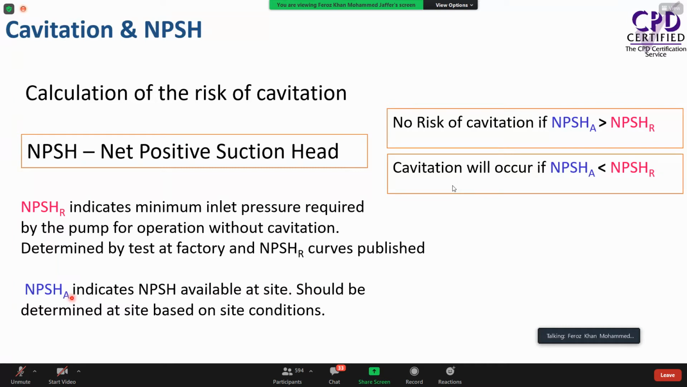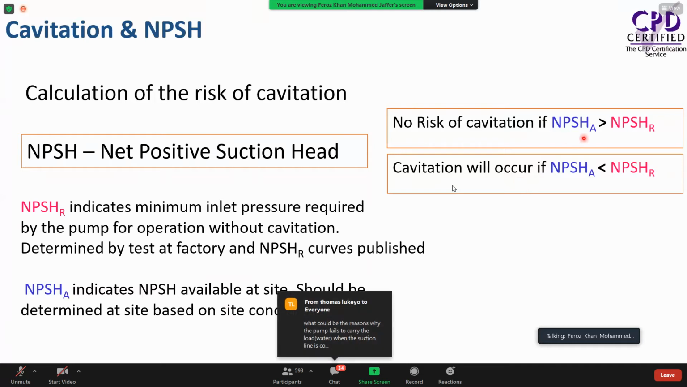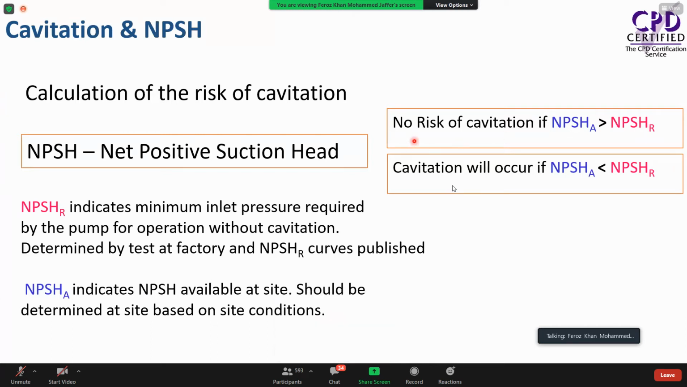When NPSHA, what is available at site, is more than what is required by the pump, which means we are feeding more to the pump, then we eliminate the risk of cavitation. On the other hand, when NPSHA available is less than what is required by the pump, the pump will starve. So in this case, cavitation will happen.